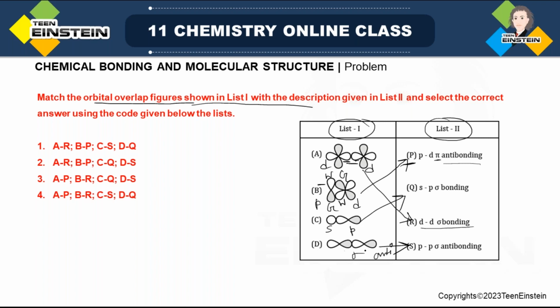Okay, so A is R, B is P, C is Q, D is S. A and R are in options 1 and 2, so you can cancel these two if you are sure about that. But the next one is also the same, so you also have to move further. Considering all this, one is matching with the correct answer, right? This is the correct answer.